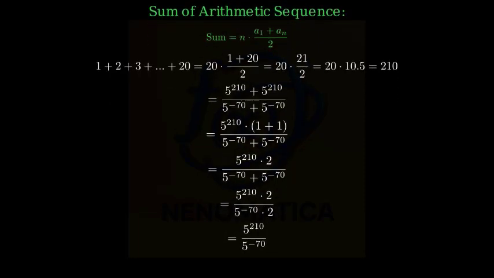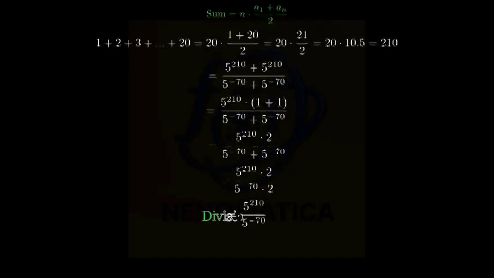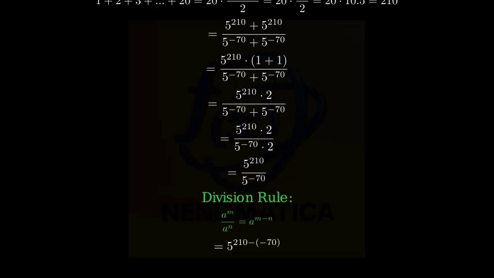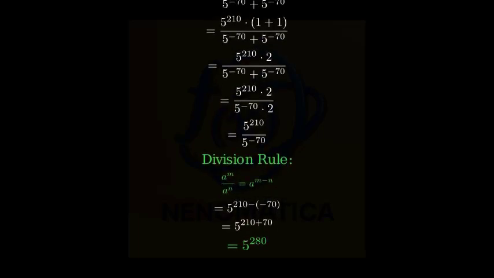Now, we can simplify the fraction by dividing both numerator and denominator by 2. When dividing powers with the same base, we subtract the exponents. So 5 to the power of 210 divided by 5 to the power of negative 70 equals 5 to the power of 210 minus negative 70. Subtracting negative 70 is the same as adding 70. So we have 5 to the power of 210 plus 70, which equals 5 to the power of 280. And that's our final answer, 5 to the power of 280.